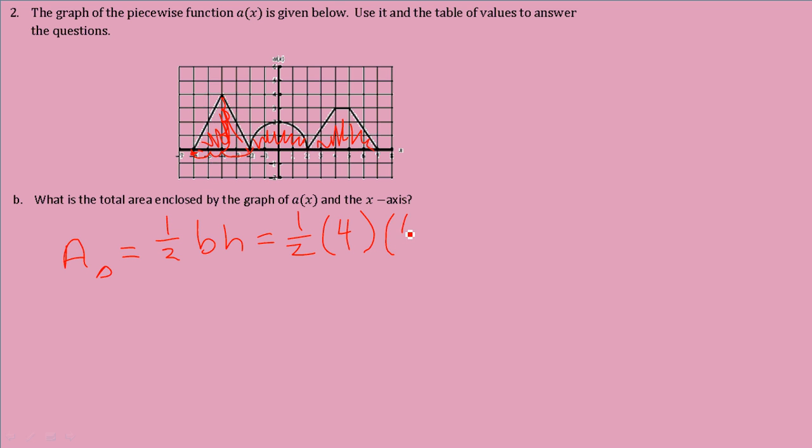Also 4. Well done. Okay. So we have 1/2 of 4 is 2, times 4 is 8. So the area of the triangle is 8.